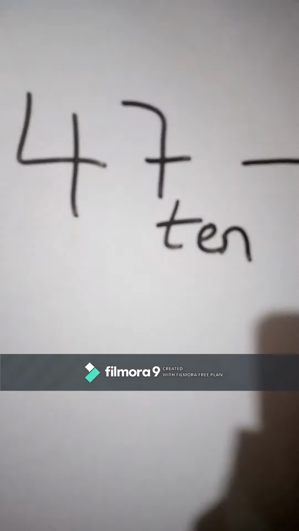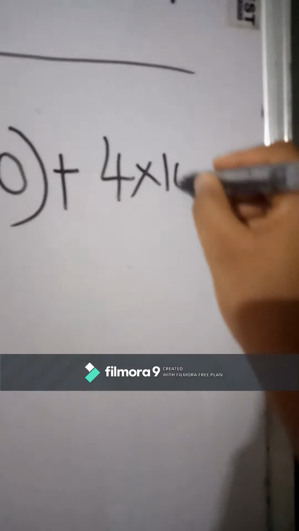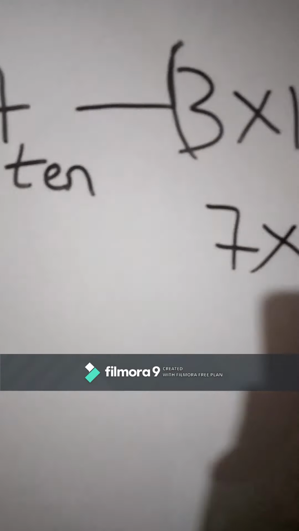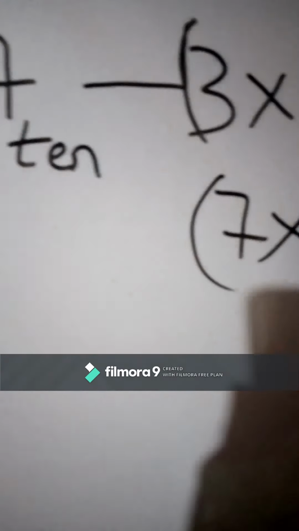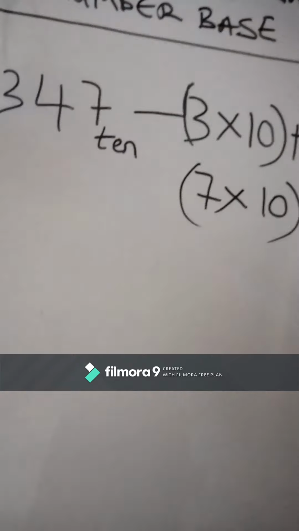This 3, you write it this way. What do I have here? 10. Just follow me because we are going to come back and introduce the powers. 4. The number base is what? 10. What next? We have 7. The number base is what? 10. Now, to introduce the powers to this, you start from behind the numbers.